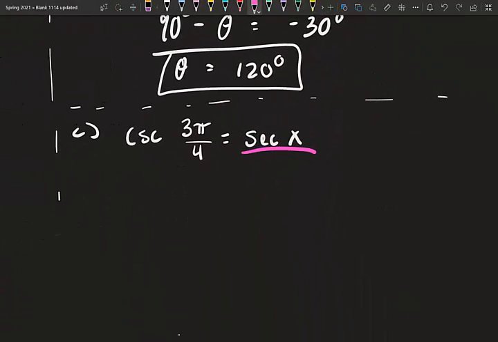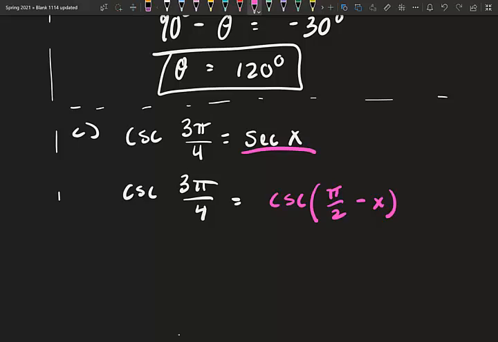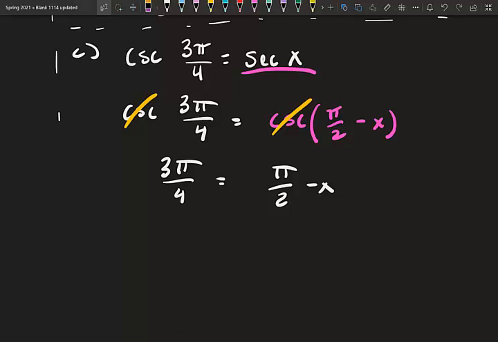So we're going to switch our secant to cosecant. So our cofunction identity would be cosecant, not 90 degrees because we're not working with degrees here, we're working with radians. So it would be pi over 2 minus x. Remember, x goes with radians, theta goes with degrees. Alright, we can cancel out our cosecants because they're on opposite sides of each other. So we have 3 pi over 4 equals pi over 2 minus x. We solve for x by subtracting it over. So we get x equals negative pi over 4. You guys know how to solve for variables by now.